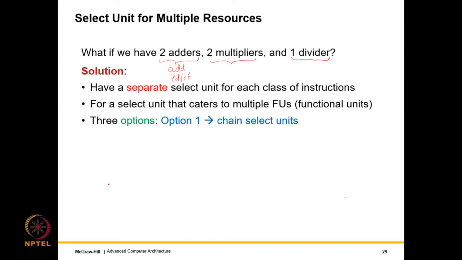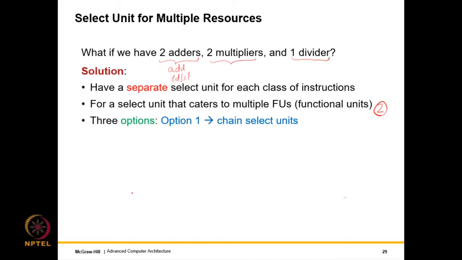So consider a select unit that caters to multiple FUs or multiple functional units, right? So there are separate options for it. And what I mean by this is multiple functional units of the same type. So this basically means that if let's say we have two adders, we'll have one select unit for adders, but again instead of one unit, it will actually have two units, right? Because there are two adders.